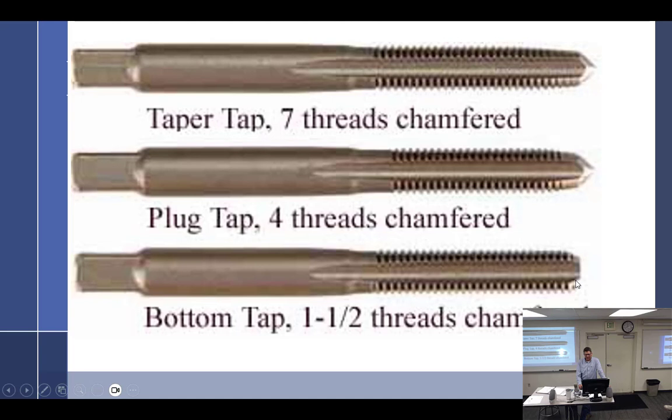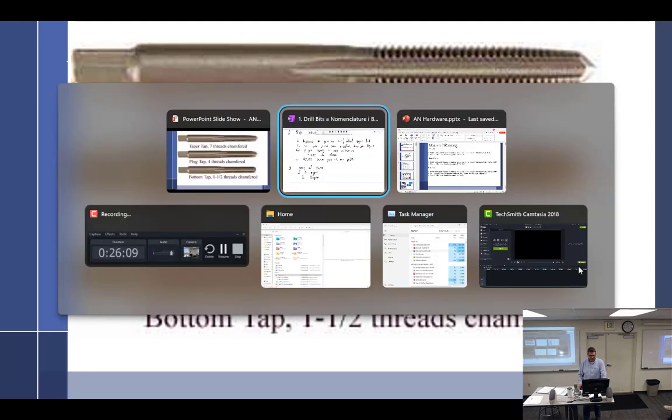Bottoming tap, you can see they've cut off the tip, and it is designed so that you can get threads as close to the bottom of a blind hole as possible. A blind hole is a hole that does not go through. It doesn't come out the bottom. So if you wanted threads all the way through my cup, you'd want a bottoming tap to get threads all the way down near the bottom. Taper tap the first part and then bottom tap the rest. You are absolutely correct.